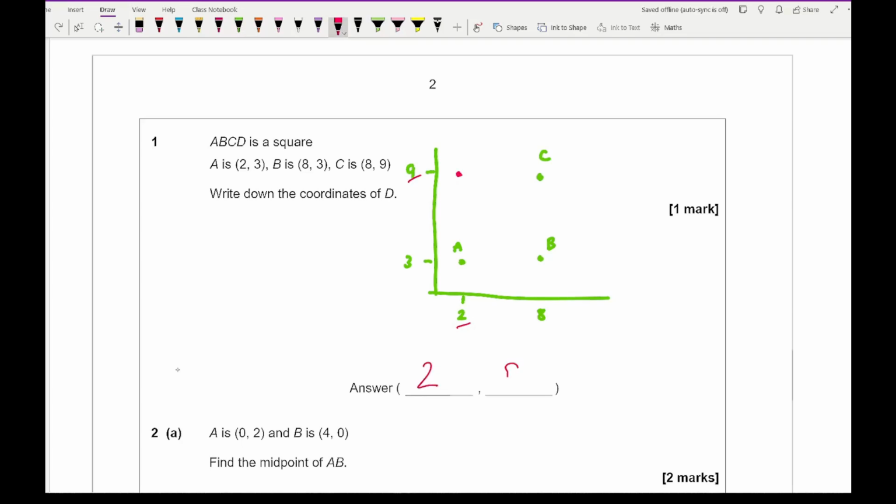Now another way of doing that without having to draw a diagram is to recognize that if it is a square, then 2 coordinates should have the same x ordinates and 2 coordinates should have the same y ordinates. So here we've got our 2 y ordinates, and then it's just a case of seeing which one is the odd one out. So I've got 2 x ordinates, so the other coordinate D must have an x ordinate of 2, and I'm missing that 9, so it must be a 9 there.